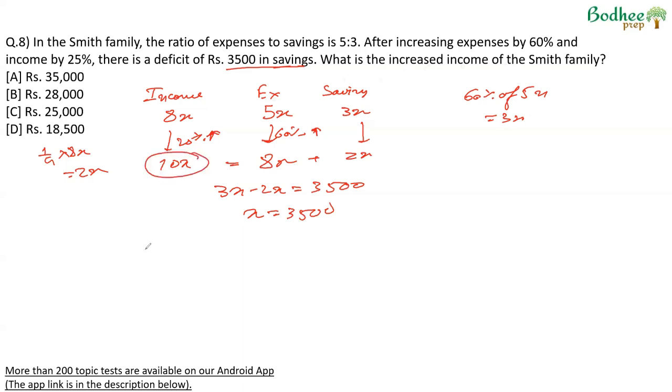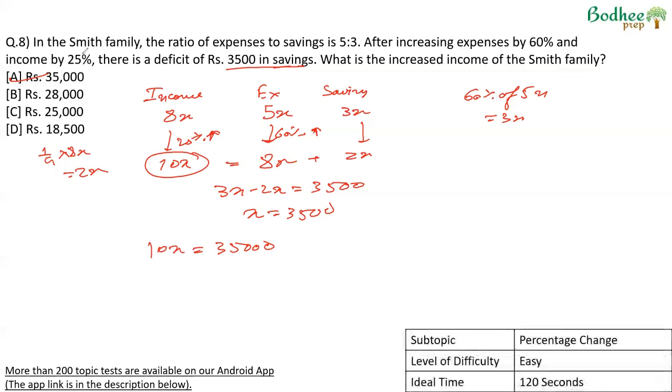The increased income of the Smith family is 10x, which will be 35 into 10 or 35,000. Option A becomes the answer. Now, as long as the concept of expenditure and saving is clear, this is an easy question. Simple application of percentage change, it should take maybe 1.5 to 2 minutes to solve the question.